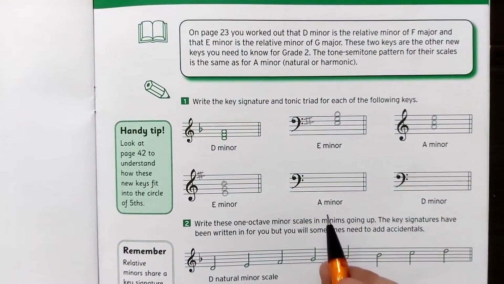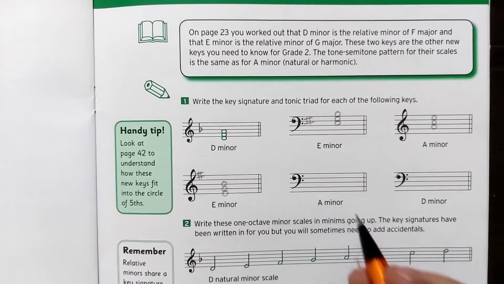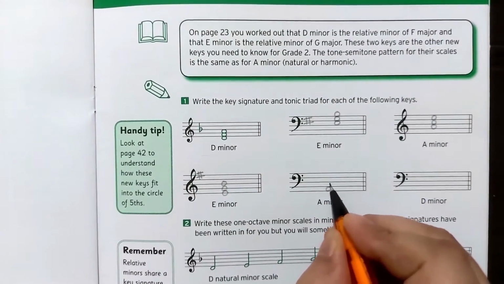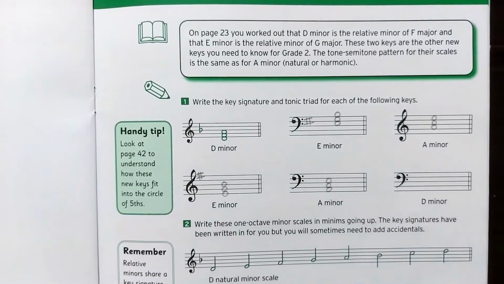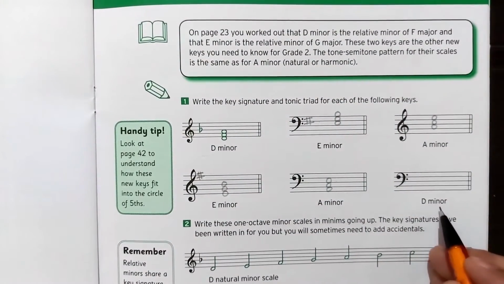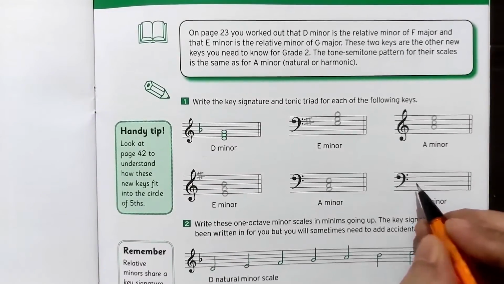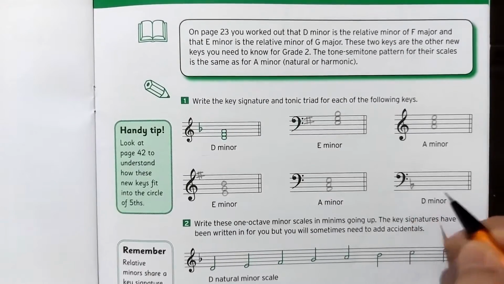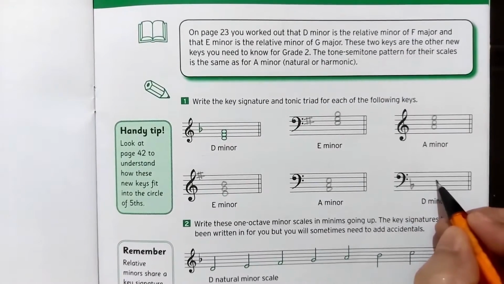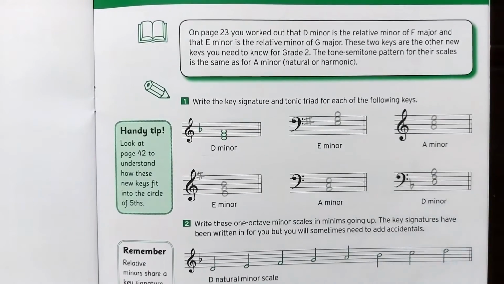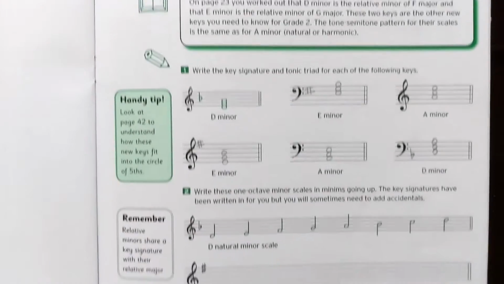Okay, next is A minor, again relative of C major. They don't have any key signature, so A, C and E. The last one is D minor. D minor is relative of F major. They share a key signature, that is B flat. So green bus, B flat. Now D minor, we start from D there, and here we finish our tonic triad. Okay, now let's move further.